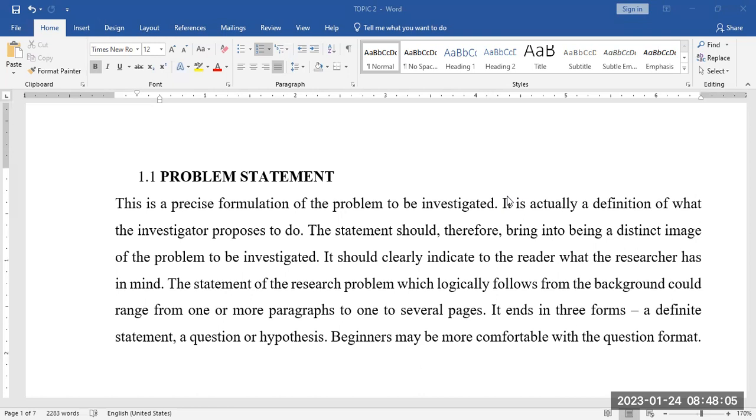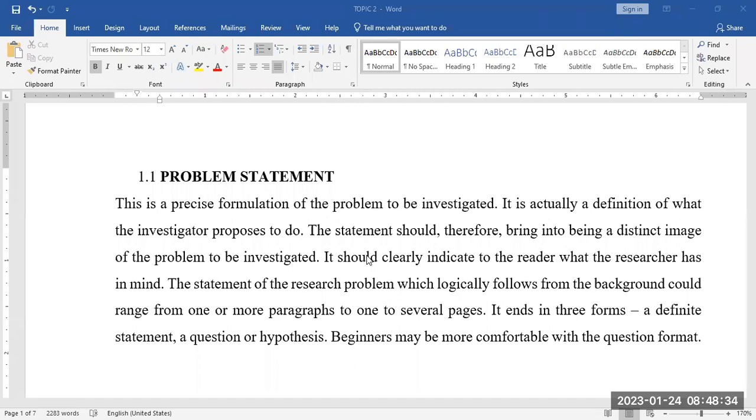So problem statement is formulation of the problem to be investigated. It is actually a definition of what the investigator proposes to do. For example, if you want to find out the effect of TV on young children, that is the problem. Now put it down in a way that it can be understood. So the statement should therefore bring into being a distinct image of the problem that needs to be investigated.